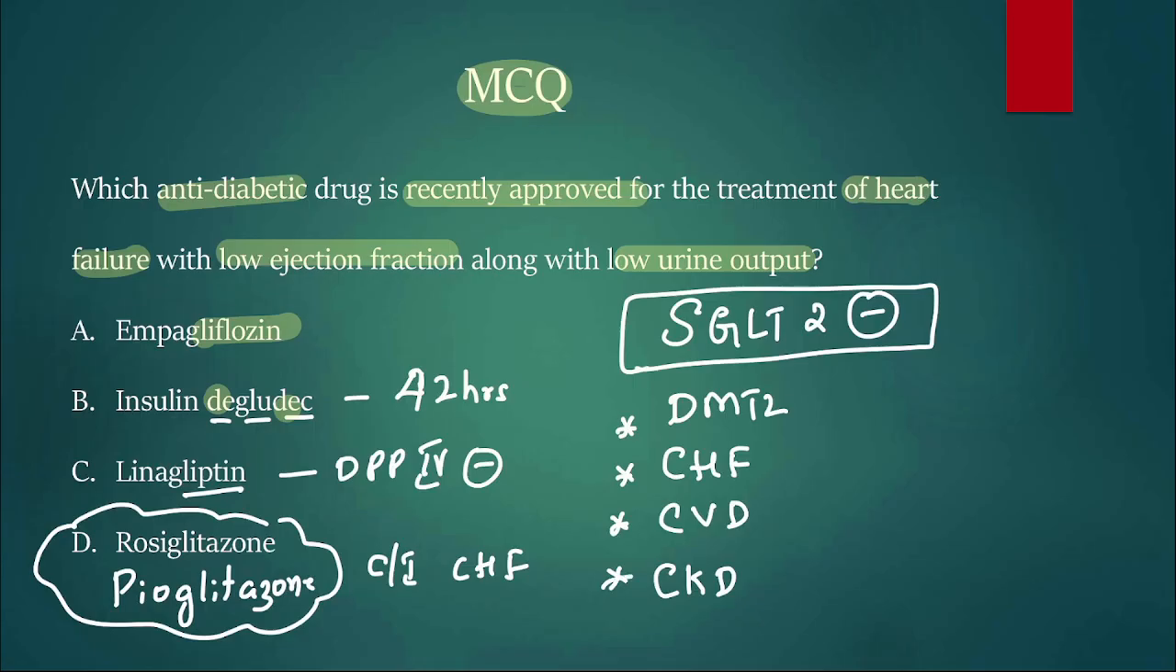So that is why the best option I can choose is empagliflozin, because the patient has heart failure and reduced urine output, so it can be beneficial in both. So the answer is empagliflozin or any gliflozin, and that is SGLT2 inhibitors.